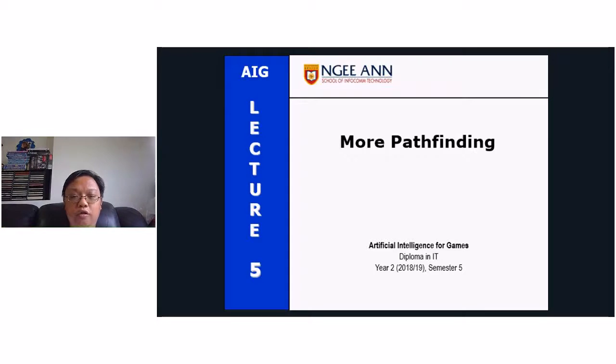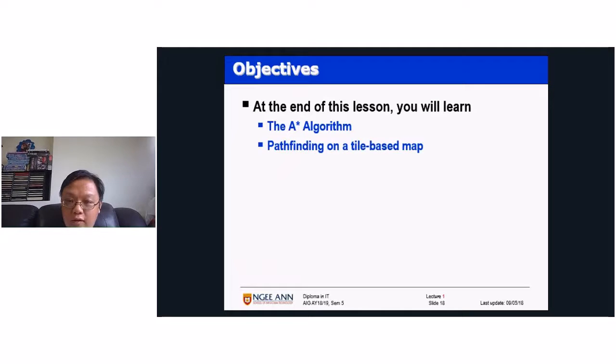We are going into the new topics today. Any questions before I continue? All right, I assume everybody's okay. Let's talk more about pathfinding. At the end of this lesson, you will learn two things. One is called the A-star algorithm, and the other one is pathfinding on a tile-based map. The A-star algorithm is essentially an improvement over Dijkstra. Most of the time, it's an improvement, not all the time. I'll explain what I mean.